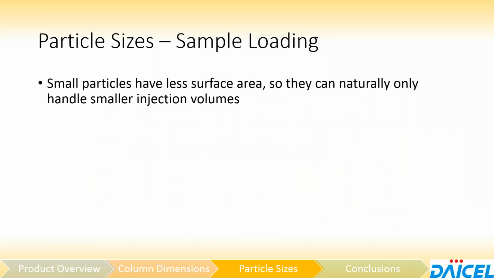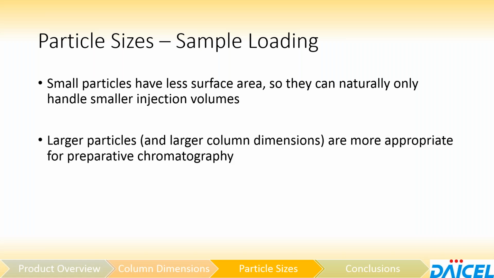We talked about sample loading before. So sample loading, obviously smaller particles have less surface area, and so they can naturally only handle smaller injection volumes. So we would never be doing any kind of an analytical or any kind of a preparative separation on sub 2 micron or 3 micron particles. It just simply is way too inefficient. We would need to at least use 5 micron, maybe even 20 micron, depending on the scale. So larger particles and therefore larger column dimensions are much more appropriate for preparative scale chromatography.